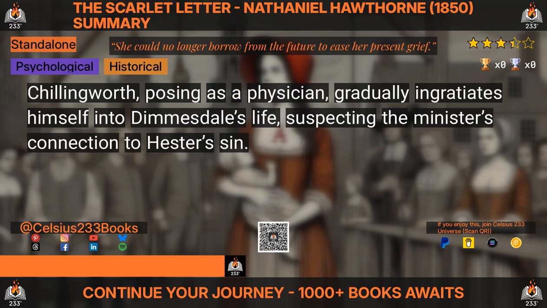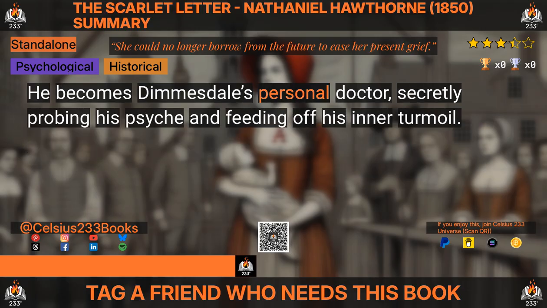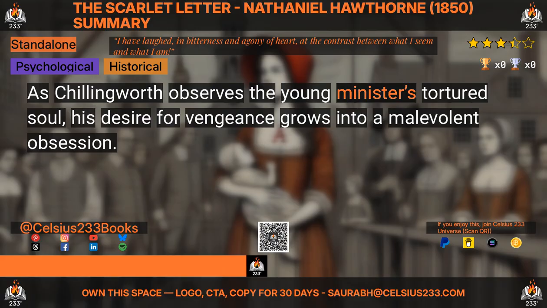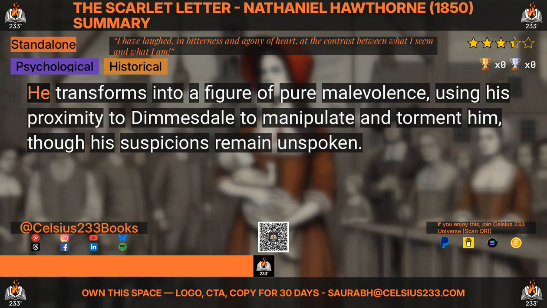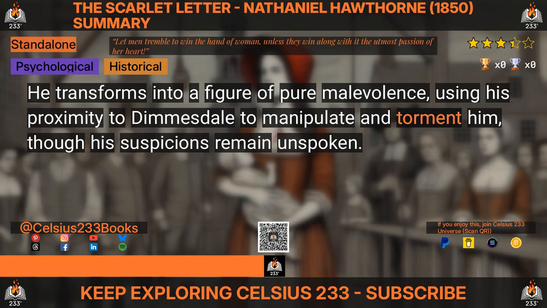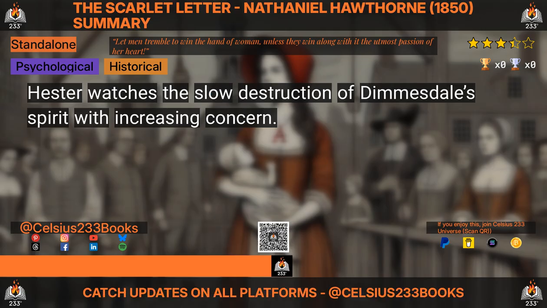Chillingworth, posing as a physician, gradually ingratiates himself into Dimmesdale's life, suspecting the minister's connection to Hester's sin. He becomes Dimmesdale's personal doctor, secretly probing his psyche and feeding off his inner turmoil. As Chillingworth observes the young minister's tortured soul, his desire for vengeance grows into a malevolent obsession. He transforms into a figure of pure malevolence, using his proximity to Dimmesdale to manipulate and torment him, though his suspicions remain unspoken.